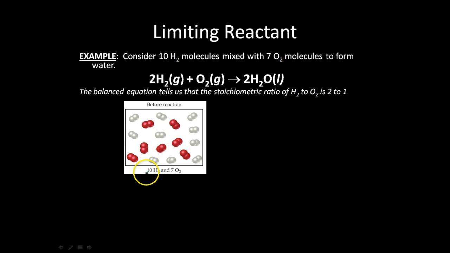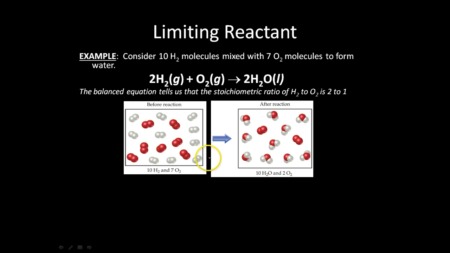I have 10 hydrogen molecules shown by these two white spheres connected. I've got 7 oxygen molecules. This is what we have before the reaction. After the reaction is completed, we're going to end up using all of the hydrogen molecules and have oxygen molecules left over. Now, why are there oxygen molecules left over?